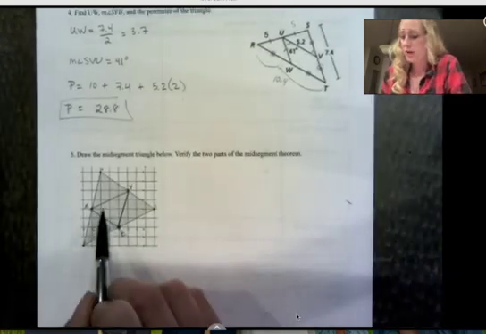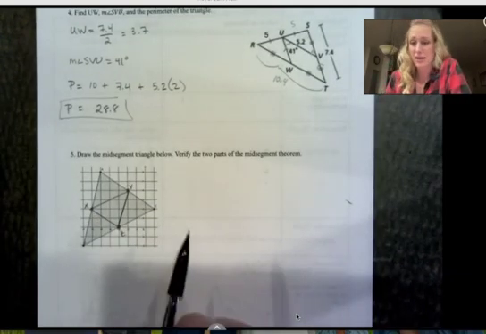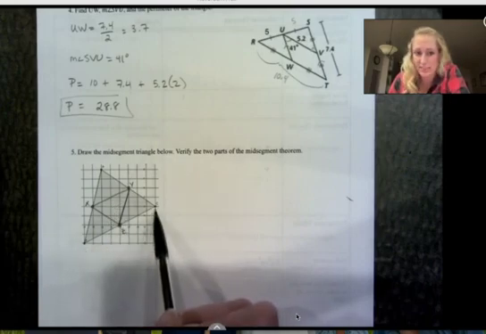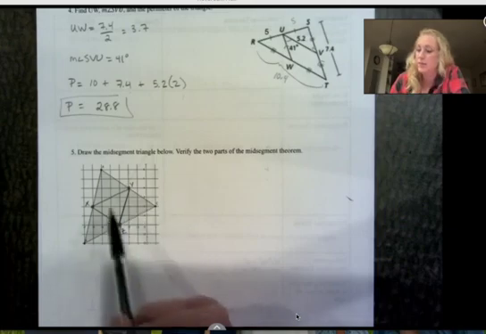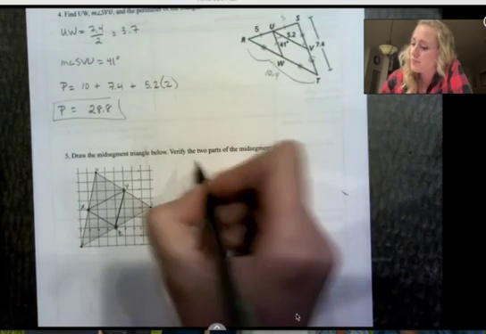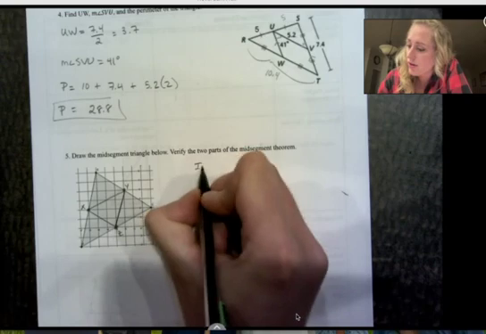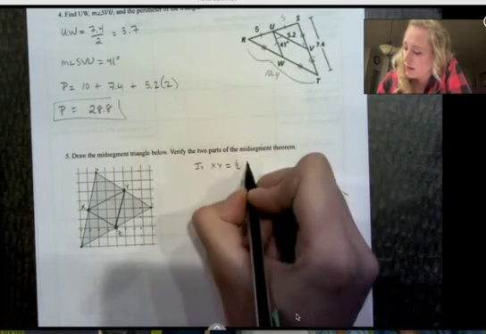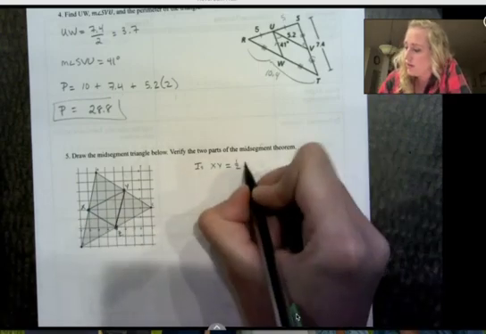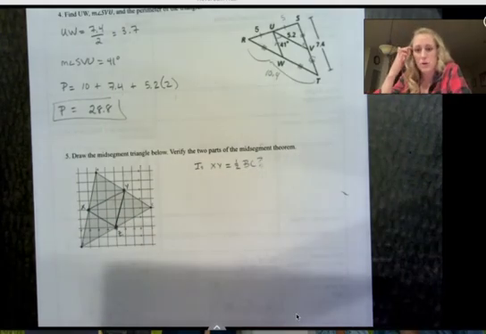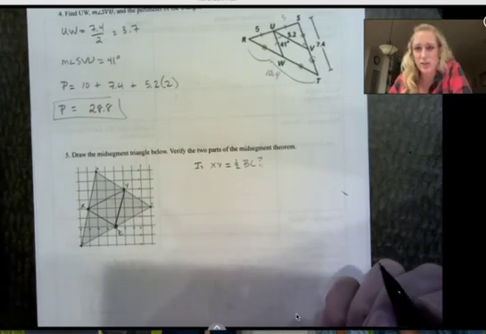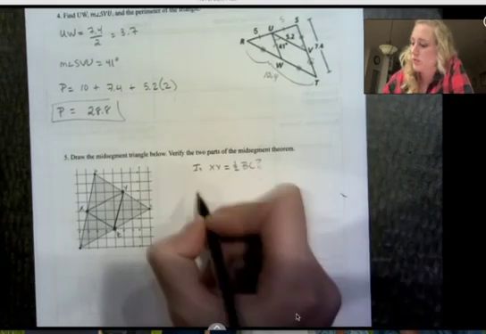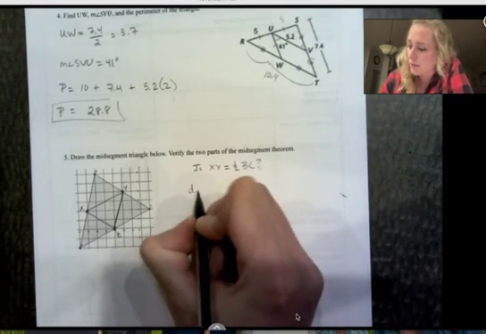Okay, so I want to verify that XY is in fact the midsegment. So remember, in order for that to be true, XY must be half of BC, and it must be parallel to BC. Okay, so let's check. So how do I check this on a graph? Well, remember, length we can calculate using the distance formula. So here is the distance from X to Y.